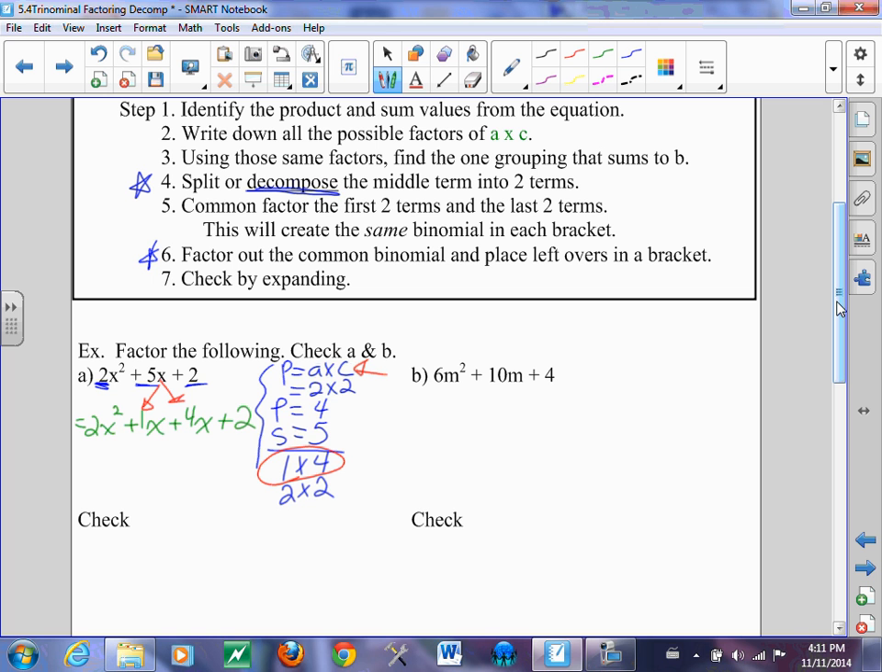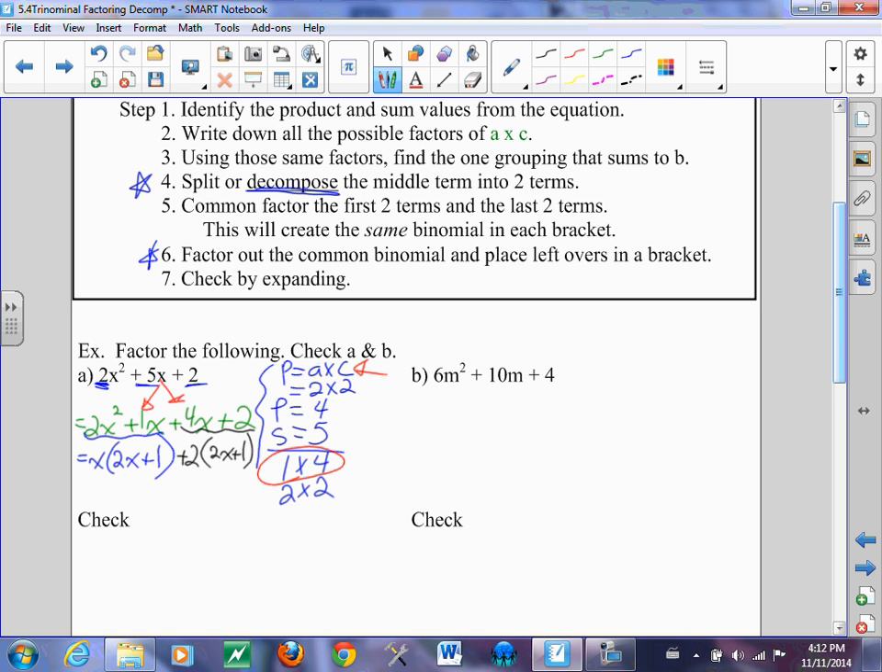Now what we're going to do is number 5. And it says common factor of the first two terms. So what do we see common in the first two terms, folks? I see an x, and what's left over is 2x plus 1. Then I look to say, hey, what's common in my last two terms? And it's a 2, so it's a positive 2. And what's left over is 2x plus 1.